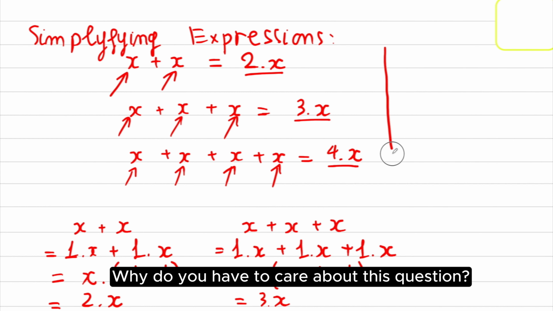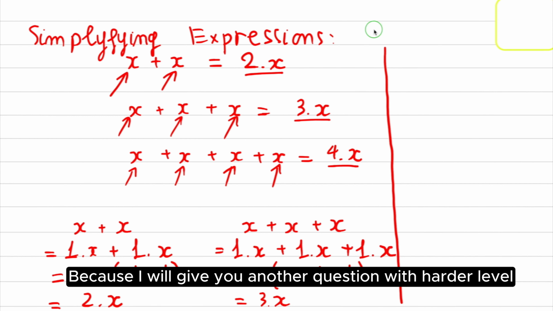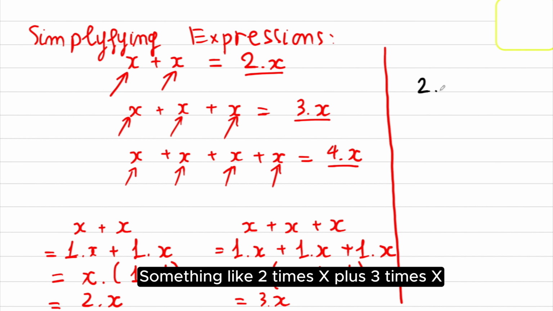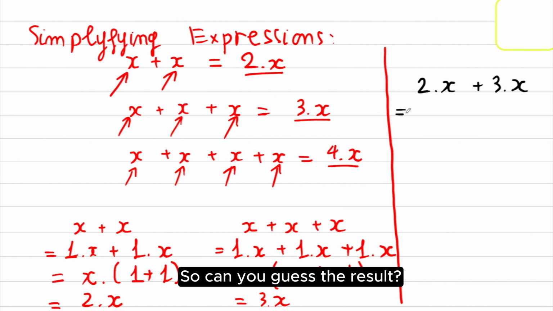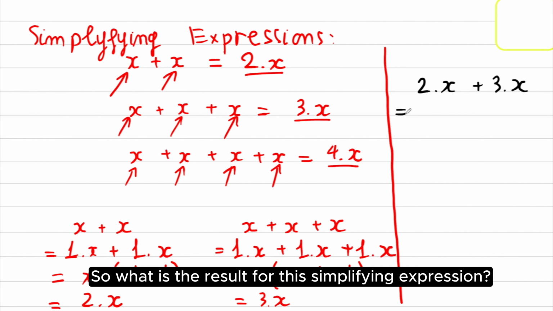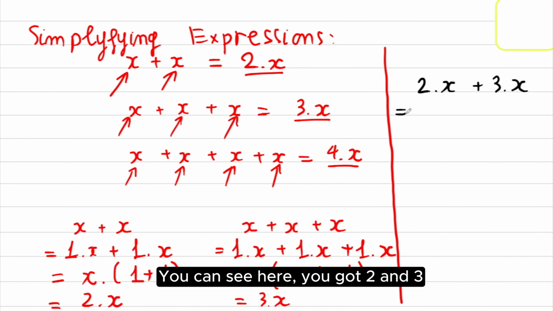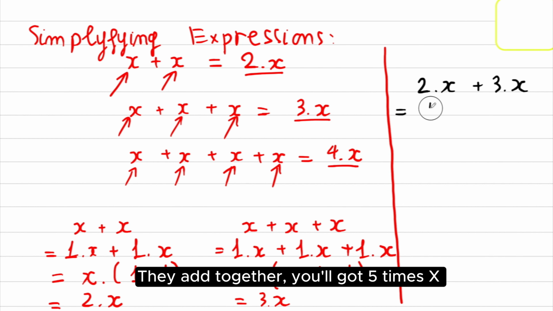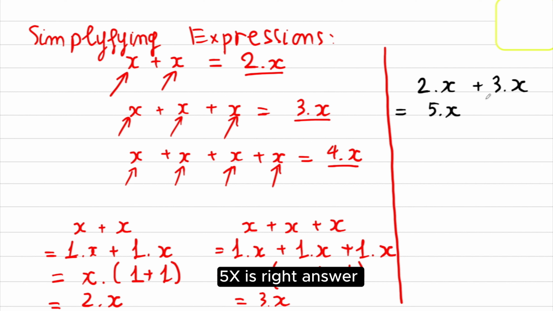So why do you have to care about these questions? Because I will give you another question at a harder level, something like 2 times x plus 3 times x. So when you work out the result, you've got 2x plus 3x. What is the result for this simplifying expression? Can you guess? You can see here you've got 2 and 3. Very easy: they add together and you will get 5 times x. Okay, 5x is the right answer.